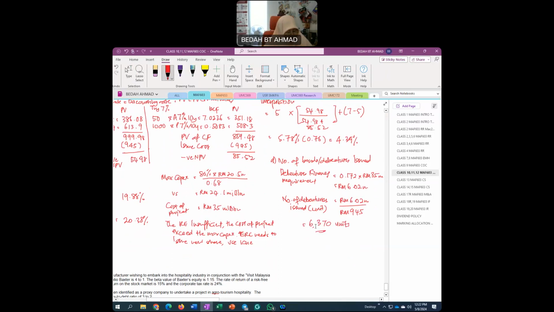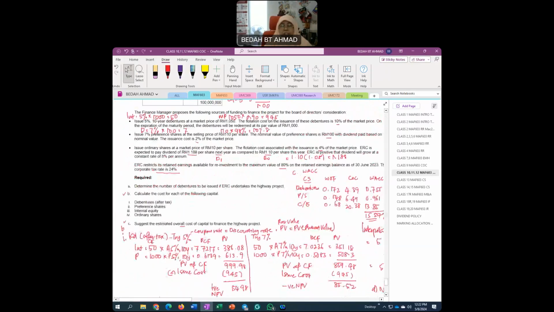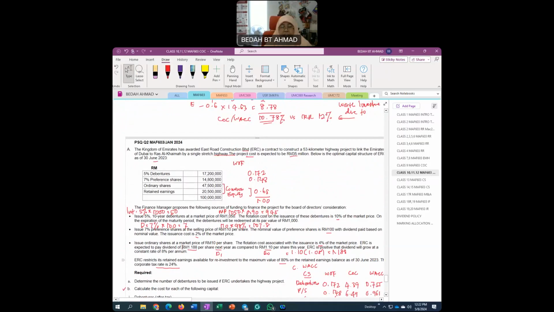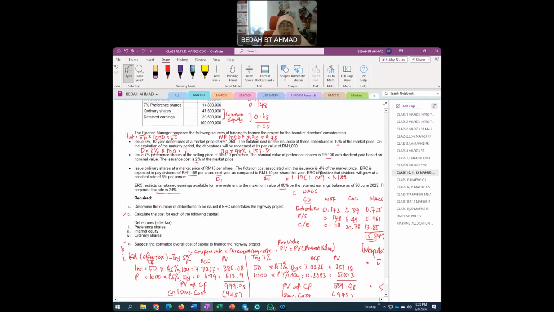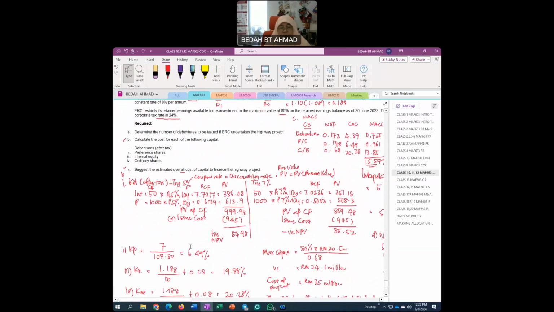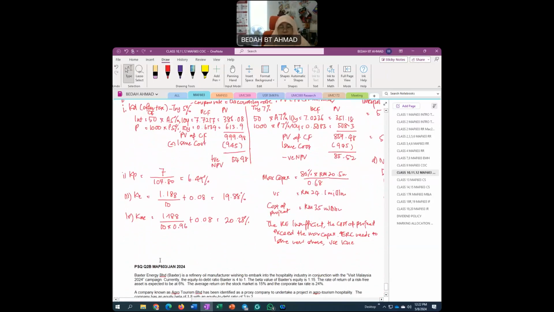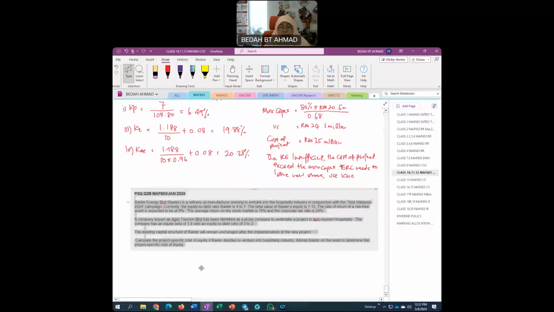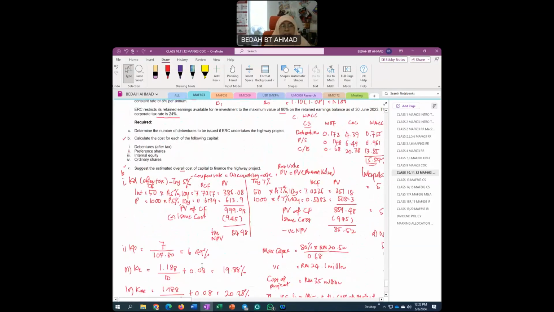Okay, for question A. So we have finished part A of the Kingdom of Emirates question: A, B, C, and B, debentures after tax, preference shares, internal equity, ordinary shares. Next we go to the question on specific cost of project, which is question B.